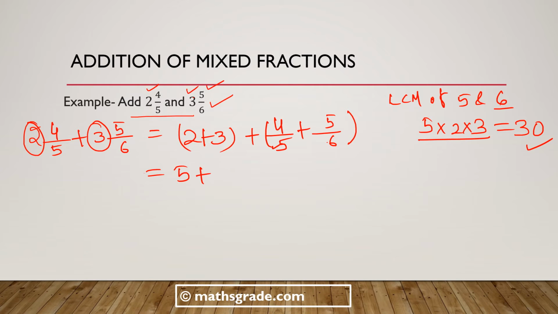Now we get the LCM of 5 and 6 is 30. Now we have to convert these two unlike fractions into equivalent fractions, that is, multiplying the same number in both the numerator and denominator.